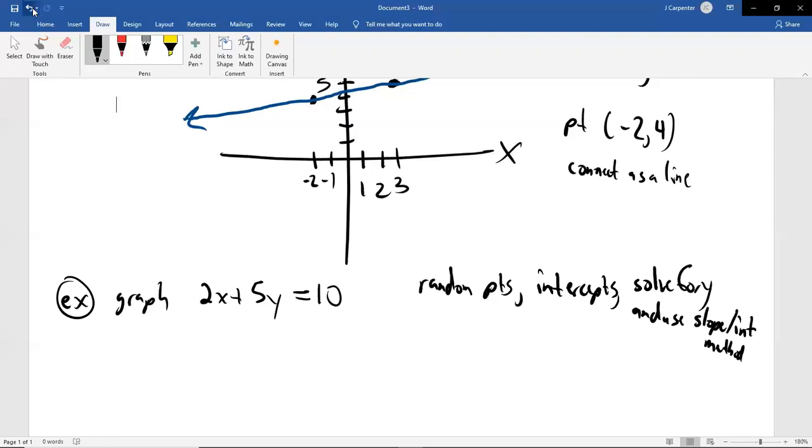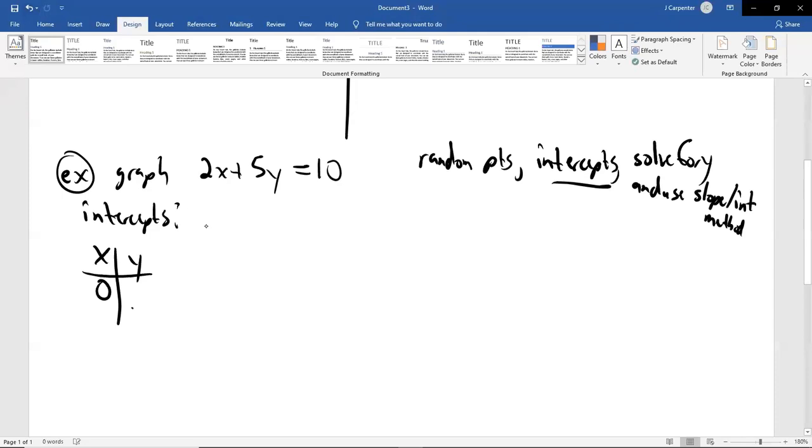I really like the intercept method for this one because it's not solve for y. Intercept method means start with a table, and that's not a question mark, that's a colon. Start with a table of values that looks like this. So the black numbers are what we start with. One time I'm going to let the x be 0, one time I'm going to let the y be 0.